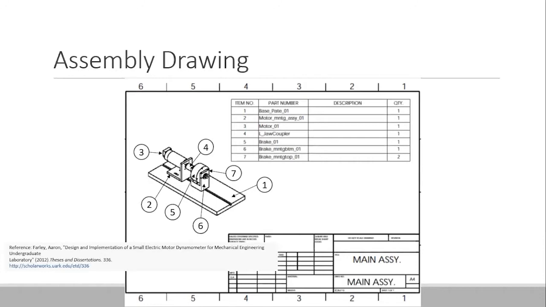So the drawings, I mean, the information that you are going to provide should have these details. Any questions from anybody so far?